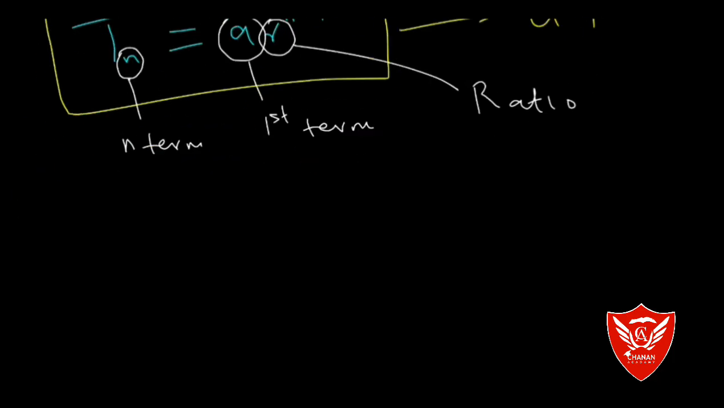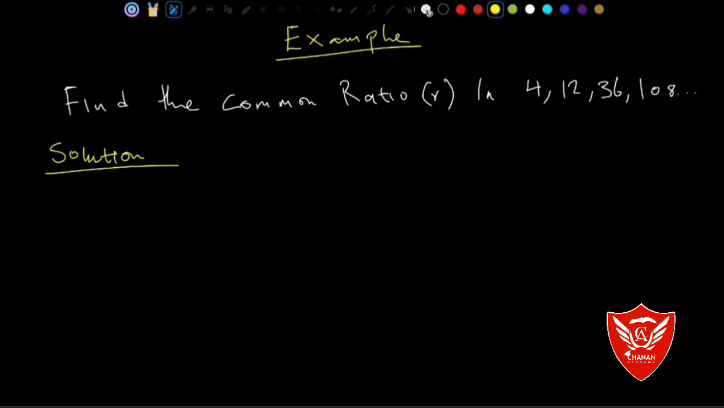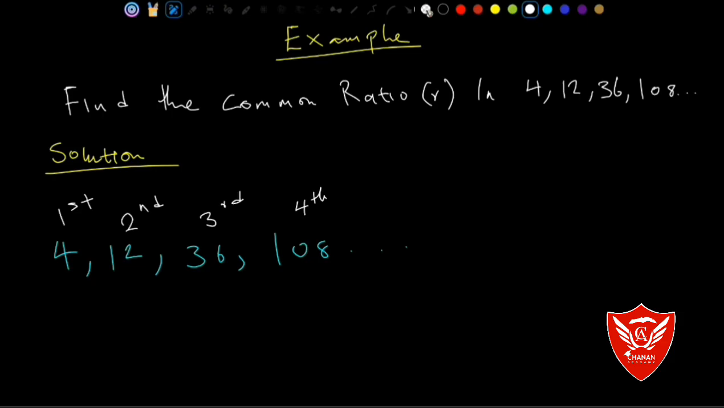Alright, let us take one example. The question is asking us to find the common ratio in the sequence. So the sequence is 4, 12, 36, 108. So this is the first term, the second, third, and fourth.